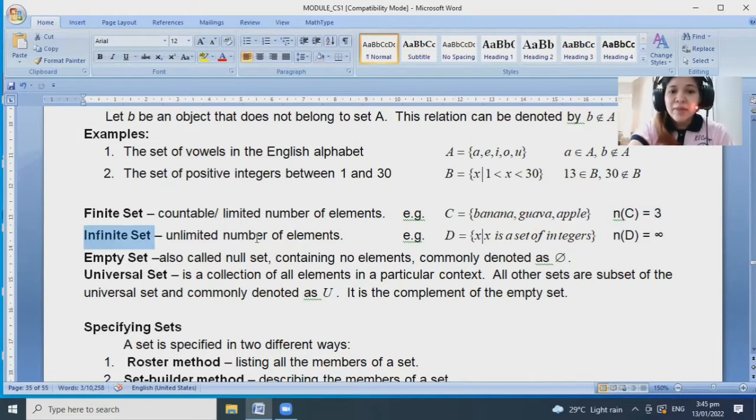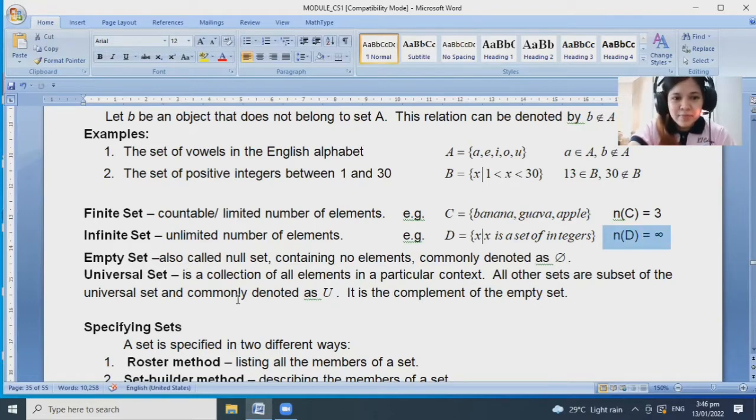Infinite set. Unlimited number of elements. So walang katapusan. Example, set D is equal to x such that x is a set of integers. So you know integers, unlimited. We have the negative integers starting with -1 going to the left, and the positive integers starting with 1, 2, 3 going to the right, and the non-negative, non-positive integer which is 0, our placeholder. So wala silang katapusan, endlessly both sides. So the number of elements in set D is infinity.